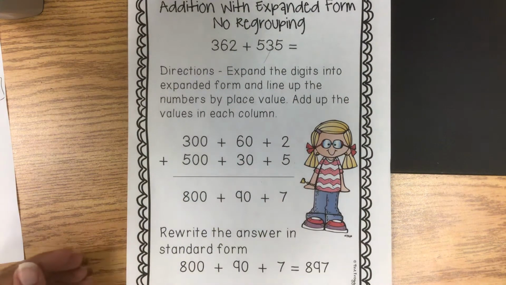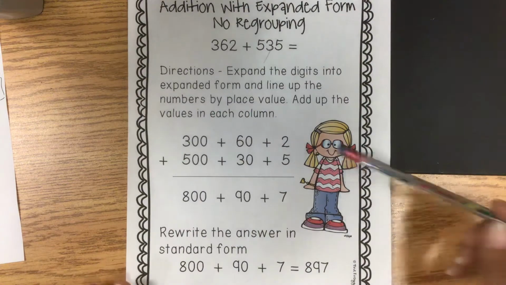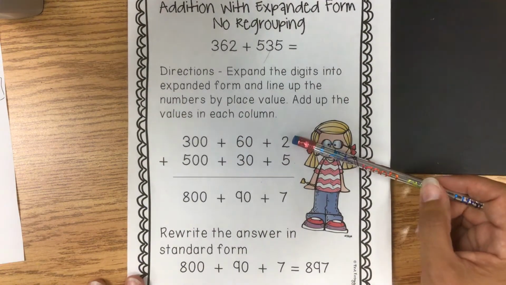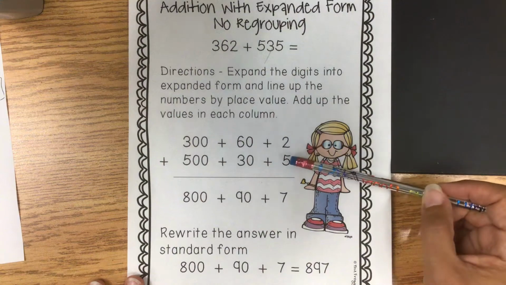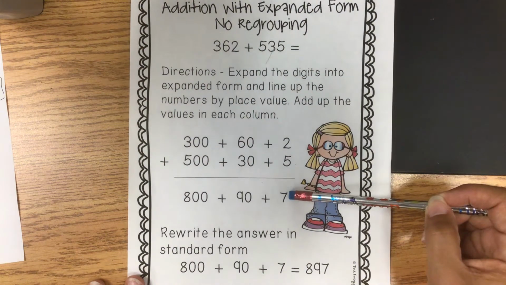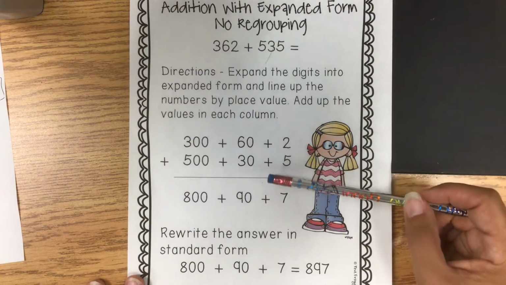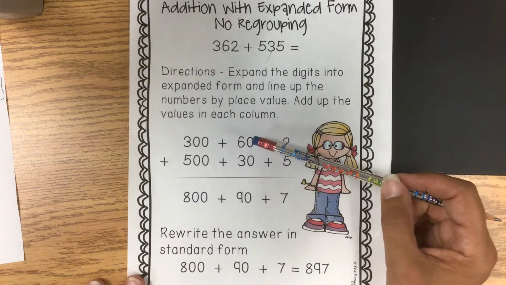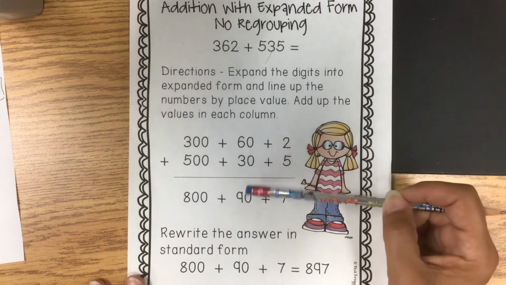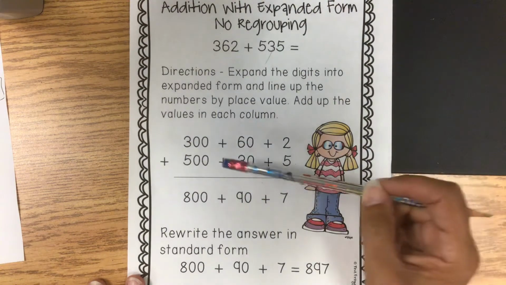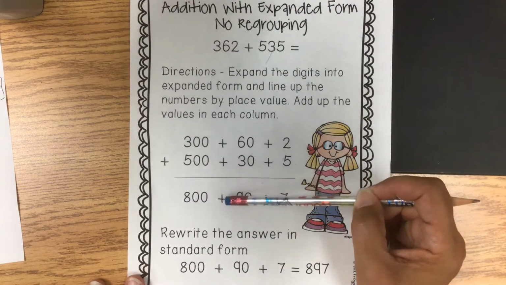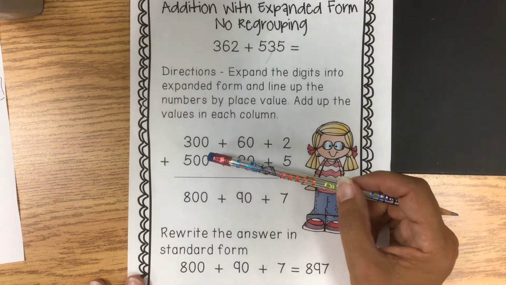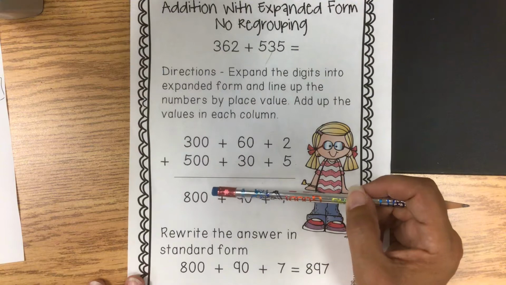Now when it's time to add those two numbers, we're just going to start in our ones place because that's always the place to start. Let's add our ones. We have 2 and 5, and that's 7. We're just going to bring down that addition sign. Then we add our tens, so it's 60 plus 30, which is 90. Then we bring down our addition sign again, and then we add our hundreds. 300 plus 500 is 800.